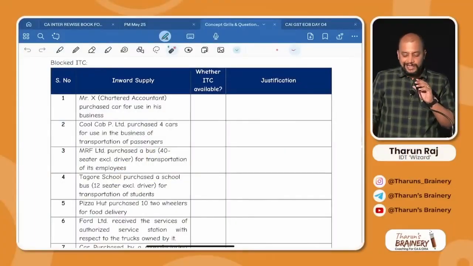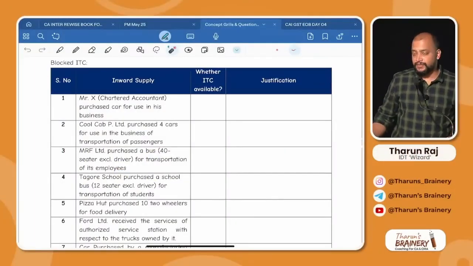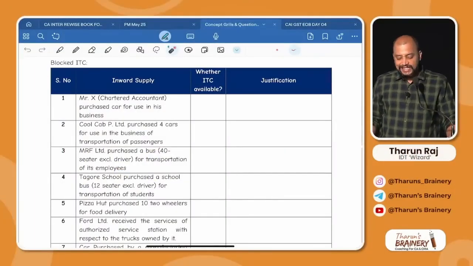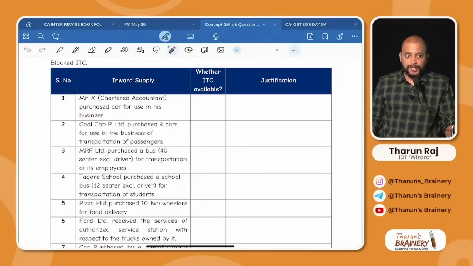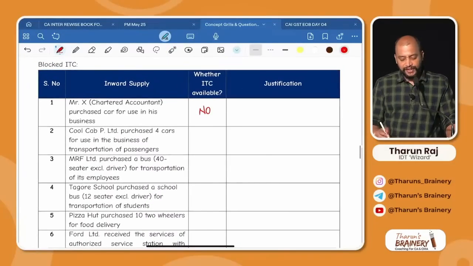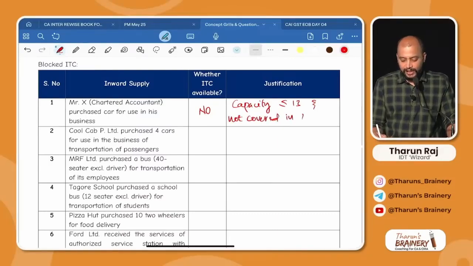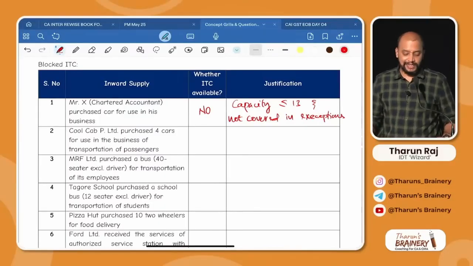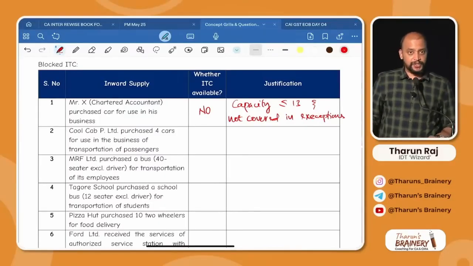Okay. See the answers for the question number 1. Mr. X, chartered accountant, purchased car for use in his business. Can he take ITC with respect to car purchased? No, he cannot take ITC with respect to car purchase. And what is the justification for this? Capacity less than or equals to 13 and not covered in exceptions. Capacity does not exceed 13 and not covered in exceptions.